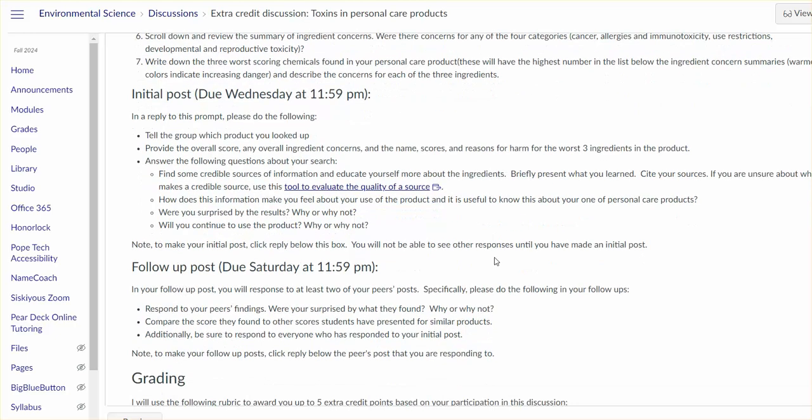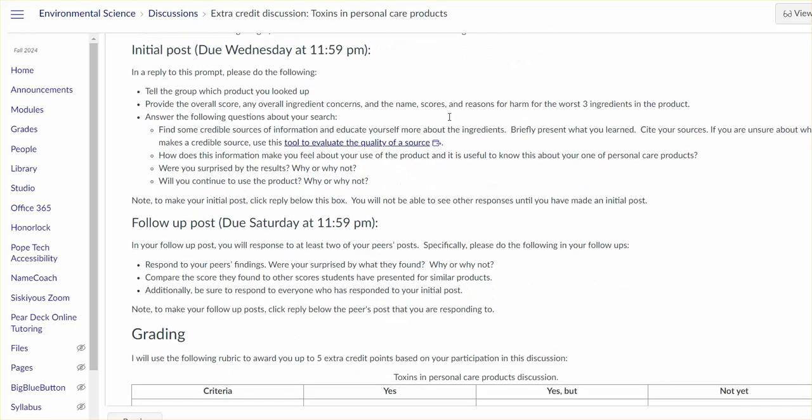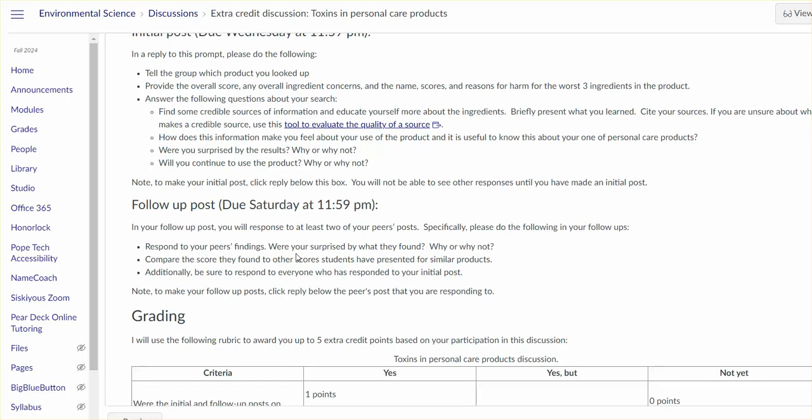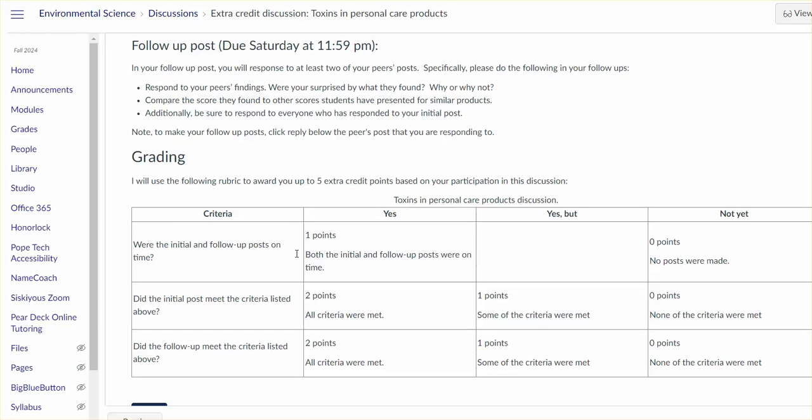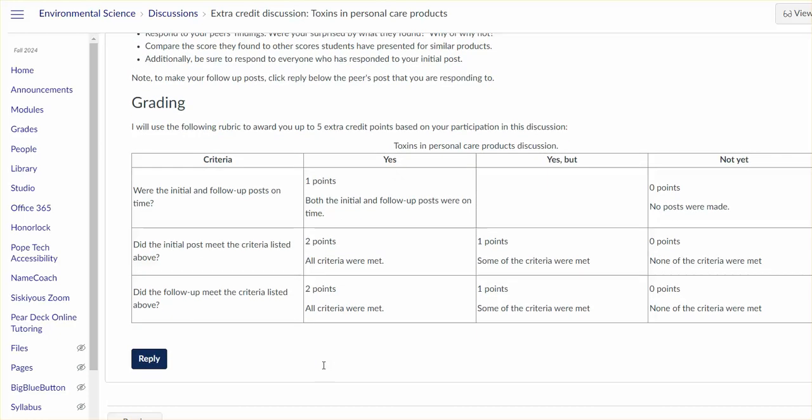So that is due. The initial post about your personal care product and what you learned about it from the database is due Wednesday. And then by Saturday, I'm asking you to follow up and respond to your peers. This is going to be worth a maximum of 5 points if you're using it for extra credit.